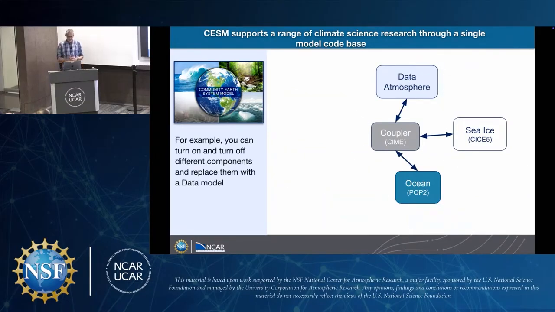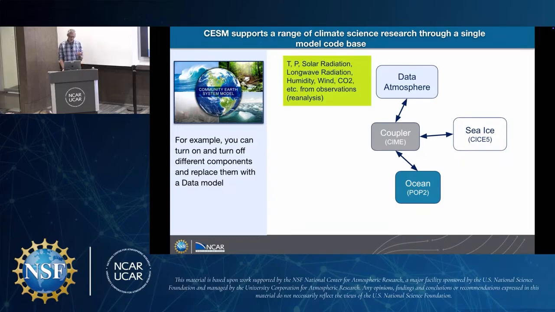If you're an oceanographer and you just want to study oceanography processes, you can run in a configuration with a data atmosphere where you're forcing it with reanalysis products or some other observed forcing and running it through the same system, only changing a couple of switches in the code, and you can run with just the ocean and the sea ice. And the data atmosphere is going to have all the forcings like temperature, precipitation, solar radiation, long wave radiation, humidity, wind, CO2, et cetera, from observations.